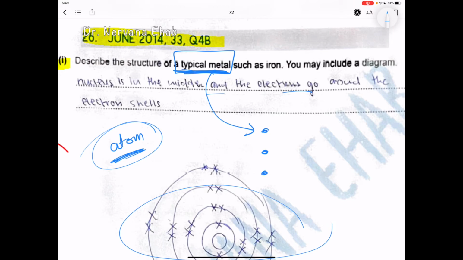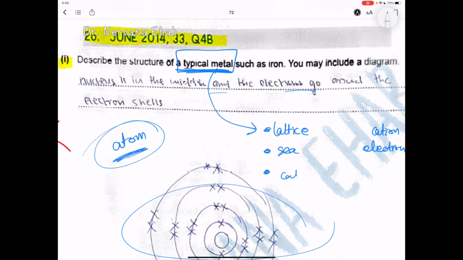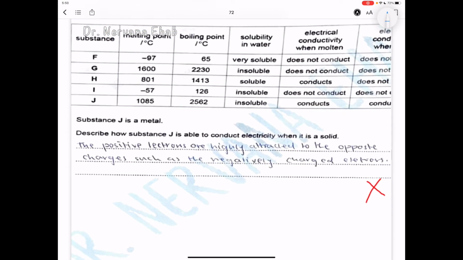The description of a typical metal is just simply those 3 points. The first point is that it's a lattice of regularly arranged cations surrounded by a sea of delocalized electrons, and there's attractive forces between the cations and the negative electrons. So you just write those 3 points and get the three marks for describing a typical metal. Another common mistake here, describe how substance J, so J is a metal, conducts electricity. You simply say because there are free electrons that can move across the structure and conduct electricity.